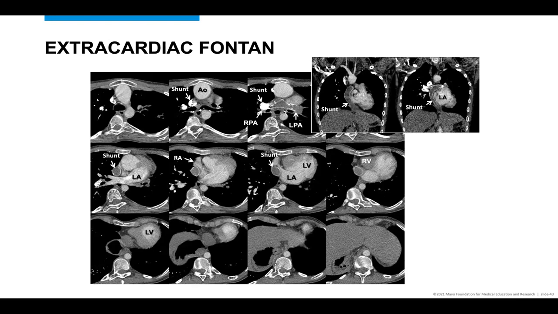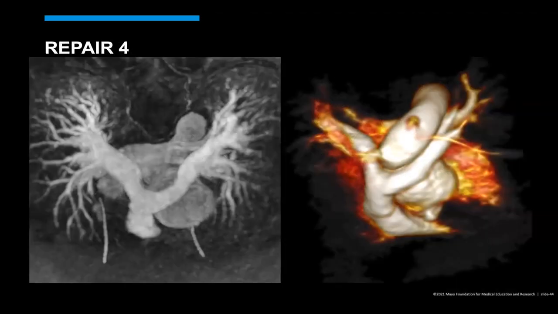I think that, if you are going to get a question related to shunts or repairs, you're most likely going to see Blalock-Taussig, Glenn, and Fontan. And then you might get a question about this repair.